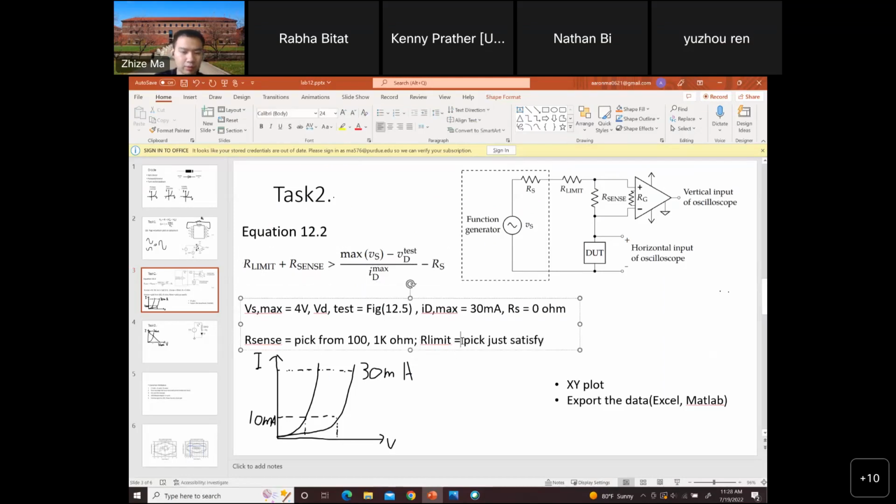For example, if you have R limit plus R sense greater than 200 ohm, then you pick R sense 100, then you pick R limit, let's say 1K. Theoretically, you still satisfy this equation, you still limit the current, but what will happen is you limit the current too much, because 100 plus 1K is 1.1K, which is much larger than 200 ohm. 200 ohm again is not the real result. I just gave an example. So you limit the current too much.